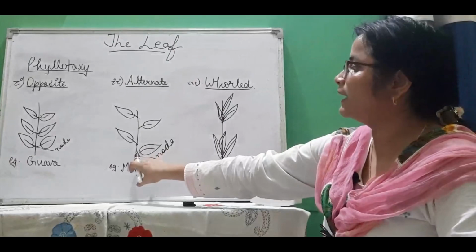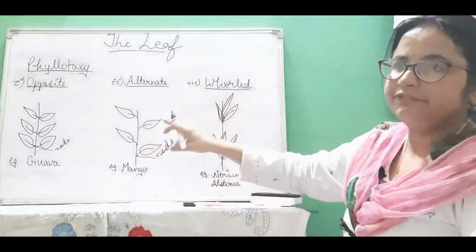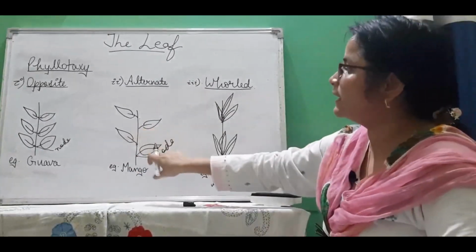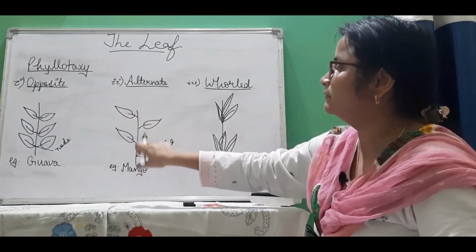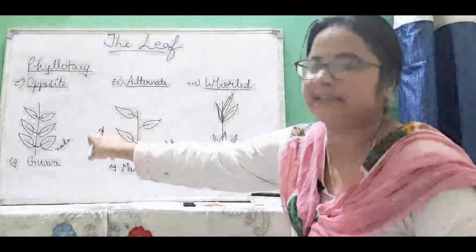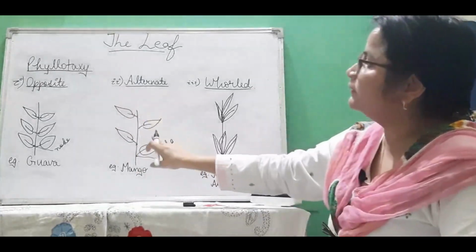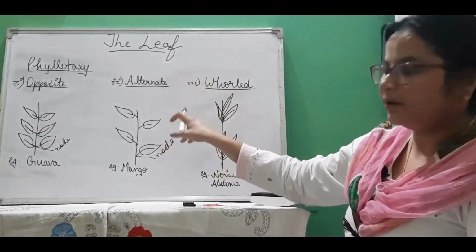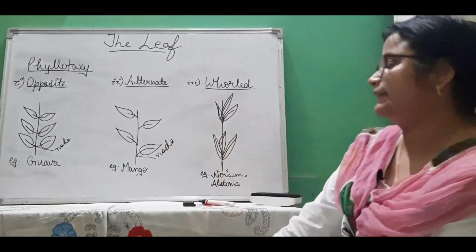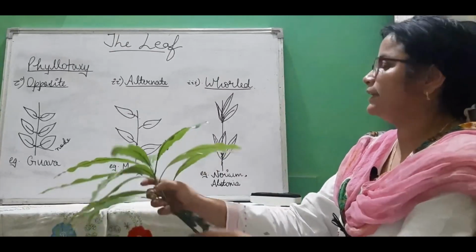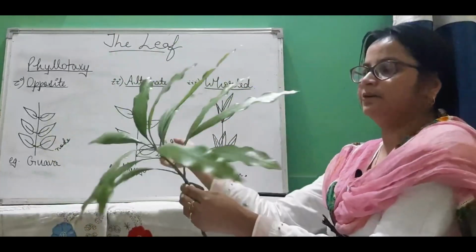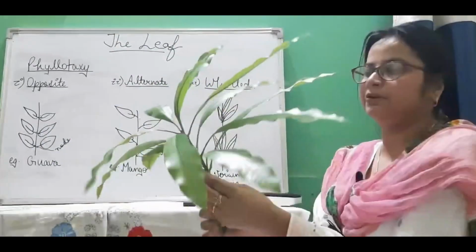On one node only one leaf is attached, but these leaves are alternate to each other. One is on the right side, another one is on the left side, then right, then left. This type of arrangement of leaves is known as alternate phyllotaxy. Example of alternate arrangement of leaf is the mango leaf. You all have seen the mango plant or mango tree.